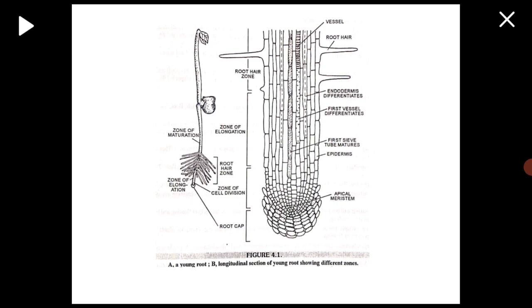Next, aeration. Roots of some plants help in exchange of gases, example Rhizophora, Sonneratia, etc. Next, symbiotic nitrogen fixation. Roots of leguminous plants have nodules containing nitrogen fixing bacteria.